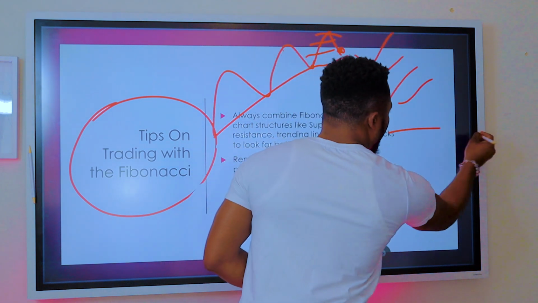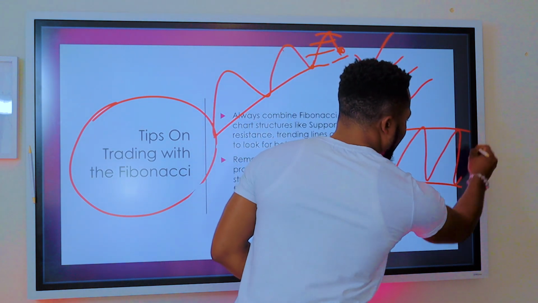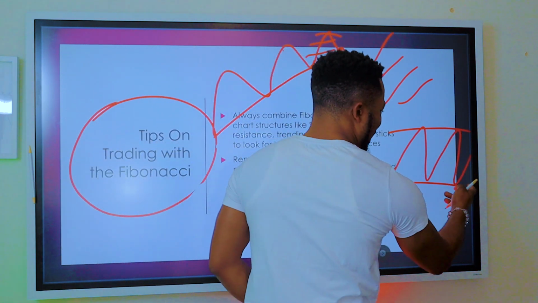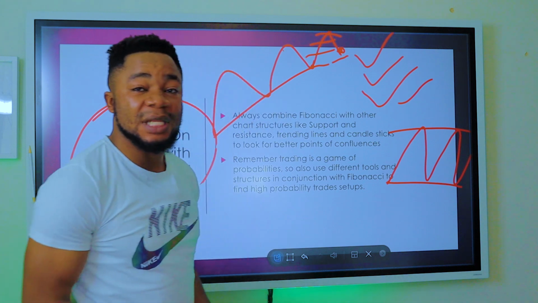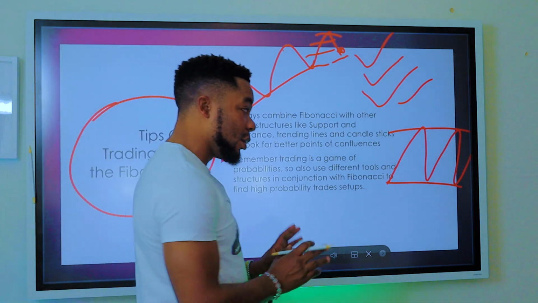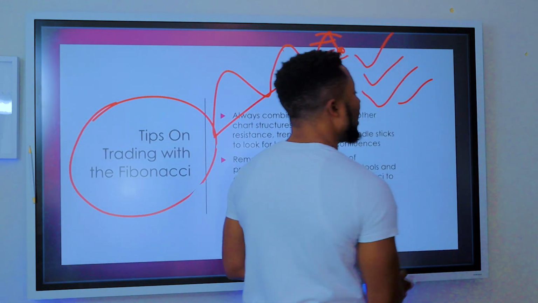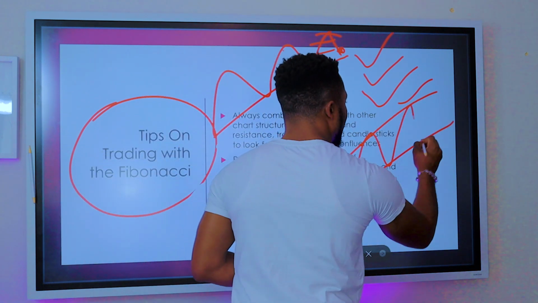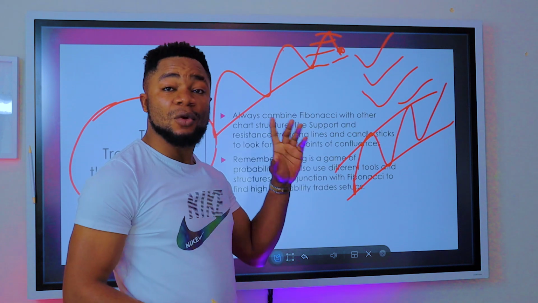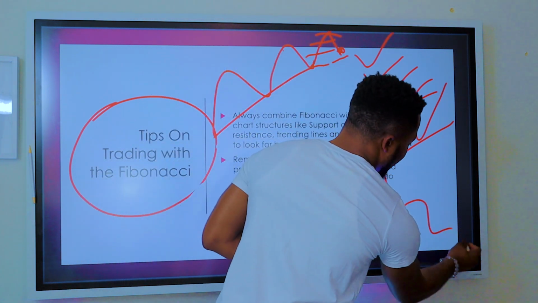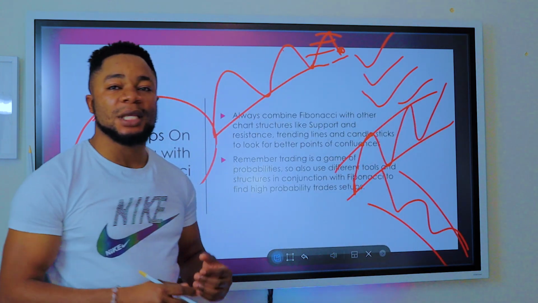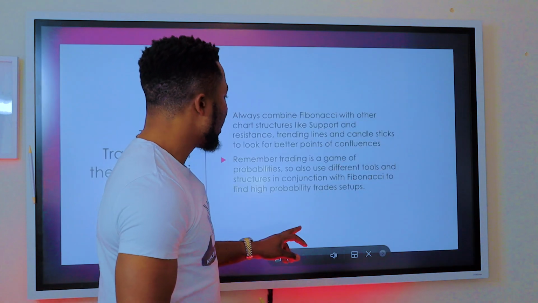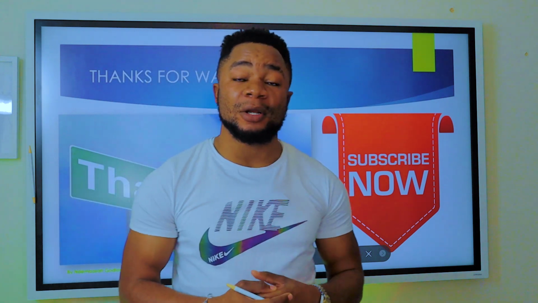Or maybe we are trading support and resistance, and we can still use the tool. If the market is at our resistance, we can still use the tool to determine where to get into the trade, and it must be in a trending market. It must be either in an uptrend, where the market is making higher highs and higher lows, or in a downtrend, where the market is making lower lows and lower highs. So with that being said, that is what I just wanted to point out about the Fibonacci tool.